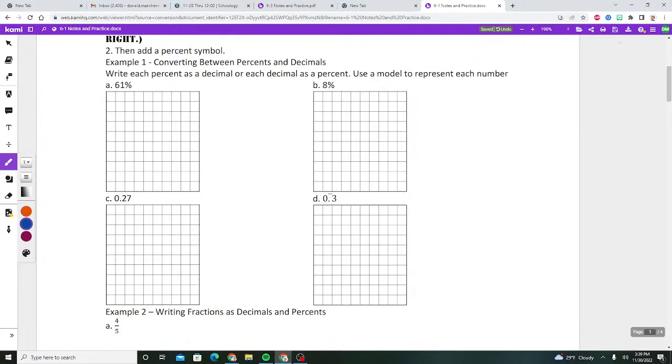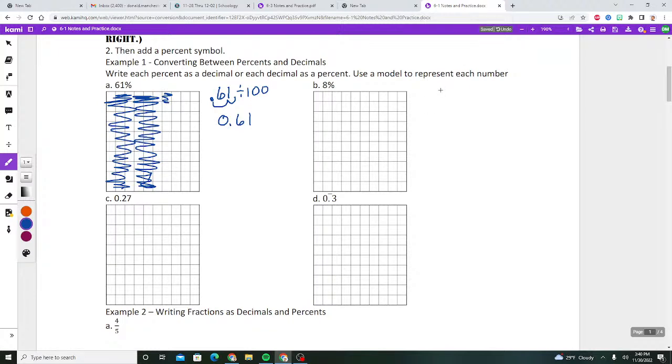So we're going to convert between percents and decimals. So 61%. Again, drop that sign, divide by 100, which means move the decimal 1, 2 places. So we're looking at 0.61. So over here, we're shading in 61 blocks. There's 30, there's 60, and there's 1 extra.